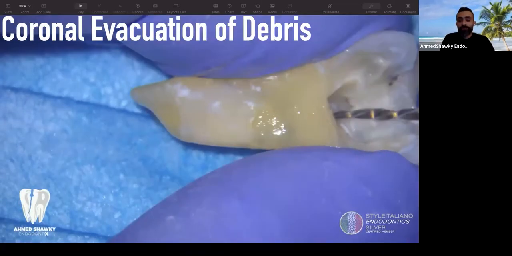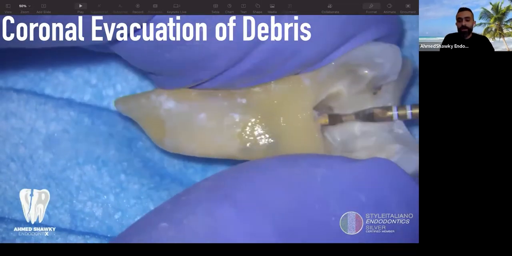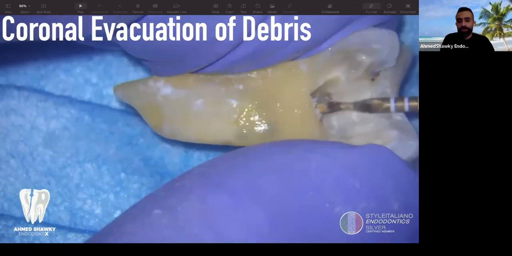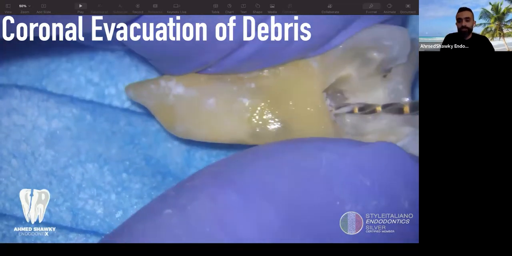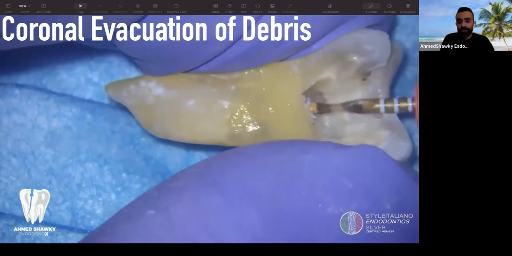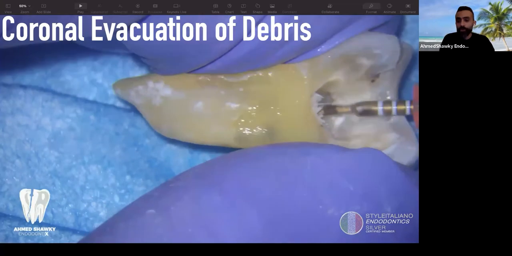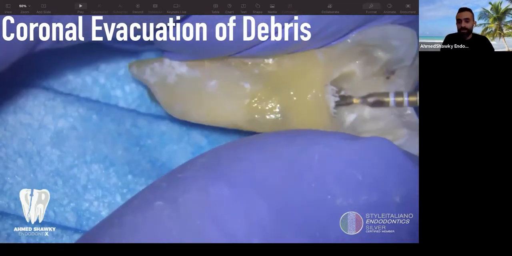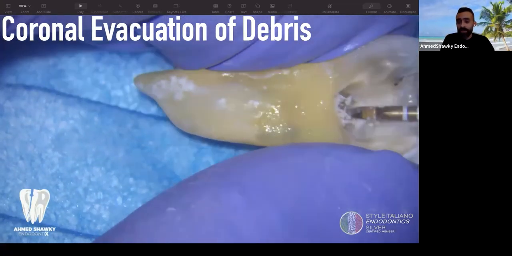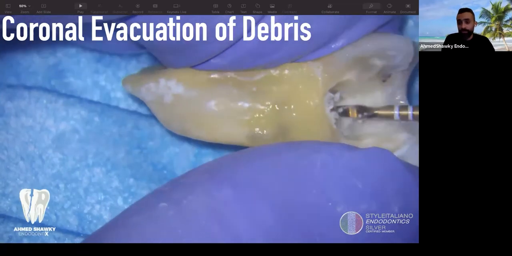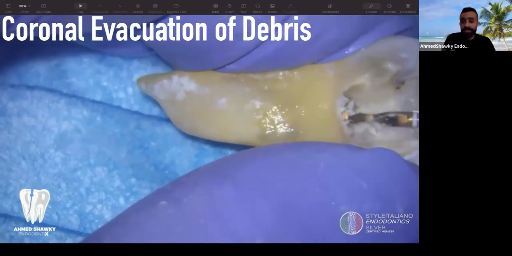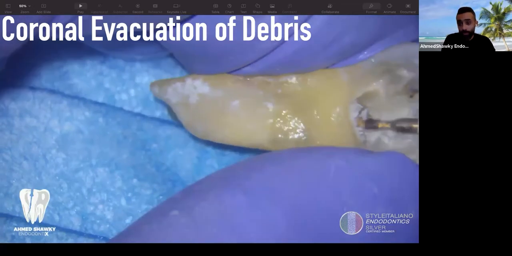Let's see here. This is the pre-flaring file, the MG3 gold. I used it before I entered down the root canal. So you can see here without irrigation in an MB2, I can see the debris are not coming from the apex, but they are extruded through the coronal chamber. See, this is very important for your patient.